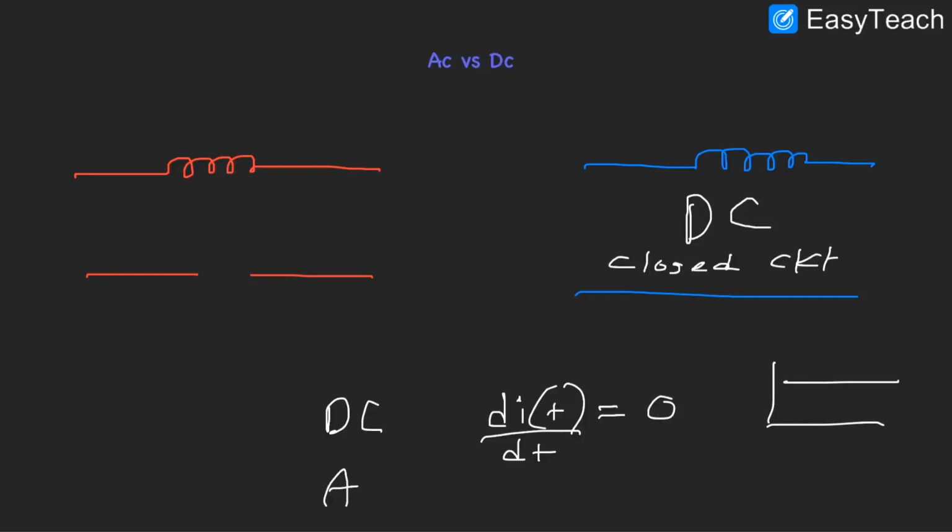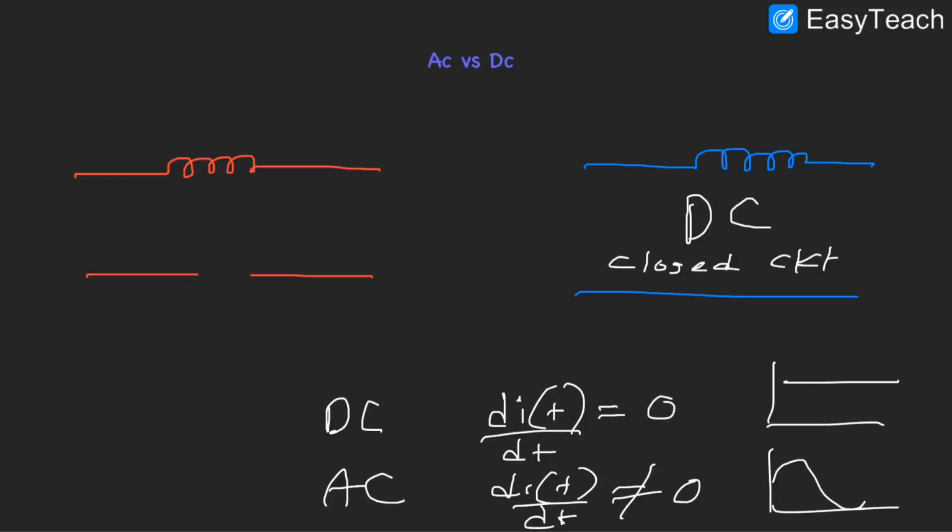But in the case of alternating current, this is not the case. It's not equal to 0. Your current is going to keep changing, something like that. Because of that, the inductor opposes the flow of alternating current. But just remember, this is not a perfect open circuit. It's not going to be perfectly open, but it is almost equivalent to an open circuit. So that is how an inductor behaves in an AC circuit.